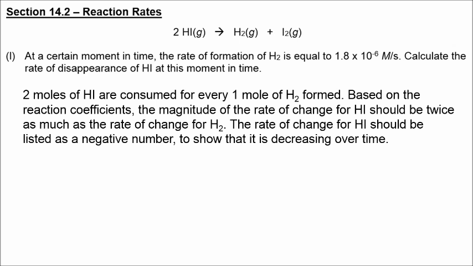We have to change that number, 1.8 times 10 to the negative 6. We have to double that, and we have to give it a negative sign to show that the concentration of HI is decreasing over time. So the correct answer is negative 3.6 times 10 to the negative 6 molarity per second.